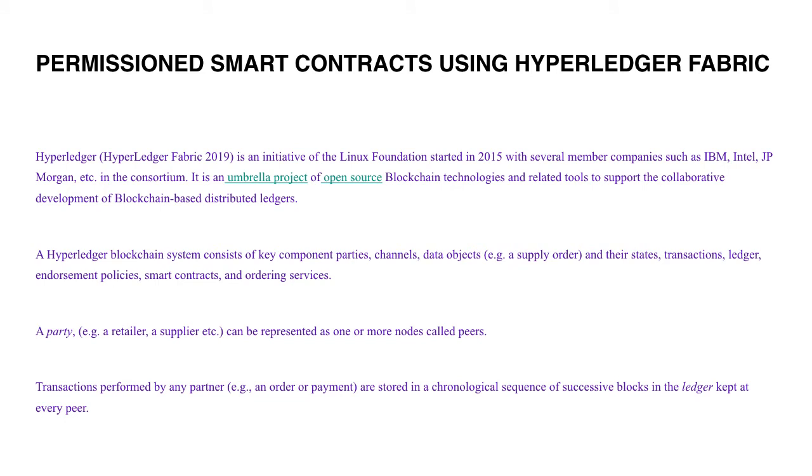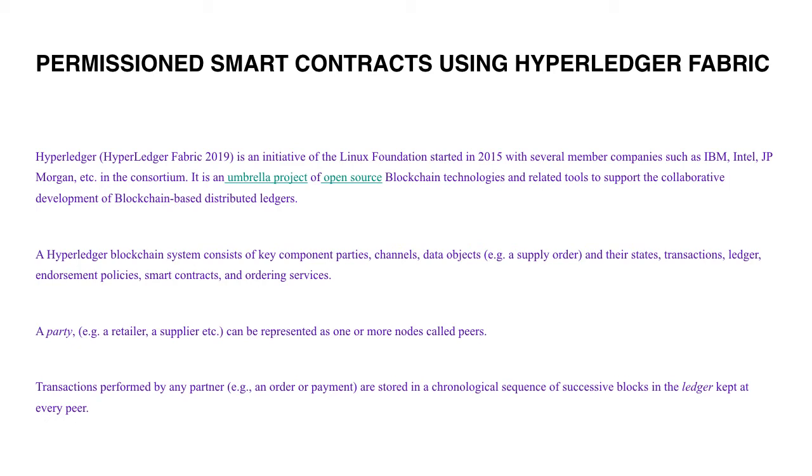So now let's look at Hyperledger Fabric. Hyperledger is an initiative of the Linux Foundation. It started in 2015 with several member companies like IBM, Intel, JP Morgan in a consortium. So it is an umbrella project of open source blockchain technologies and related tools to support collaborative development of blockchain-based distributed ledgers. A Hyperledger blockchain system consists of key components: parties, channels, data objects and their states, transactions, ledger, endorsement policies, smart contracts, and ordering services.